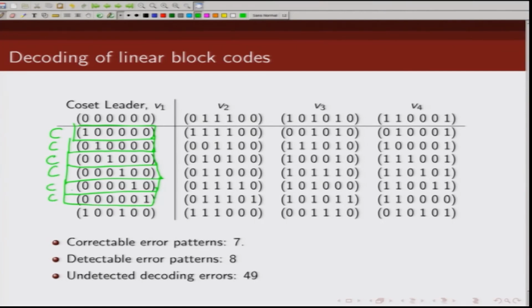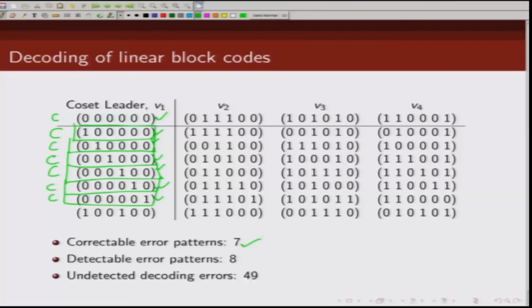So, when I talk about correctable patterns, essentially I mean if you get this, this, this, this, this, this, of course, this is no error case, which also I am counting in correctable pattern. So, these 7 patterns, if these are the error patterns, then it is correctable. So, these are the 7 correctable patterns.